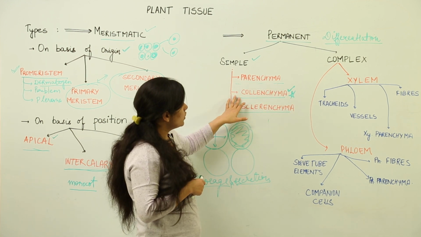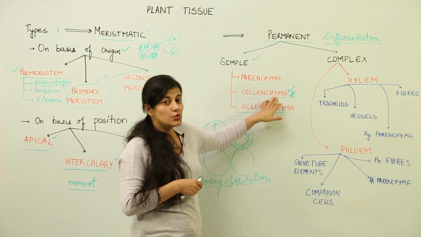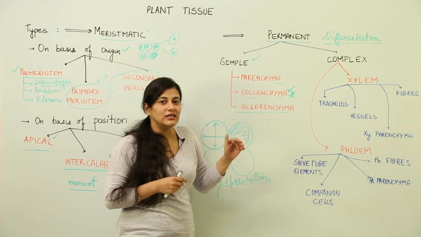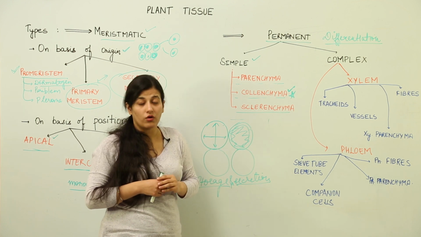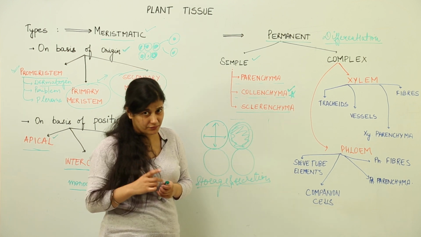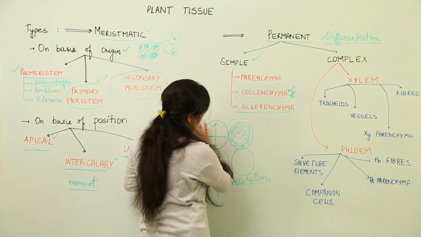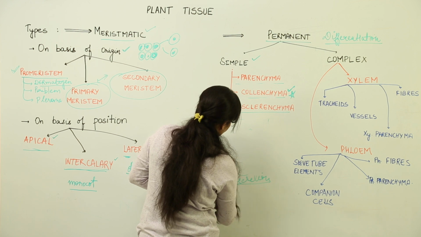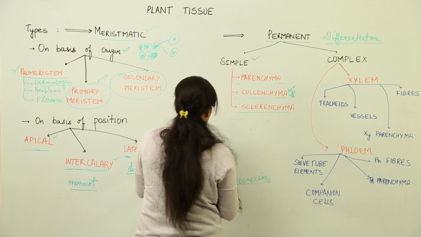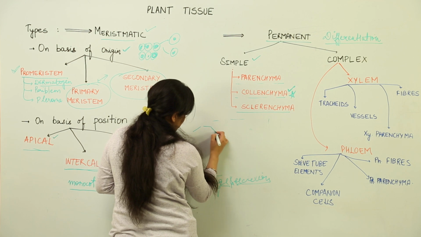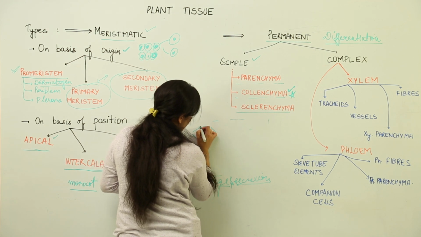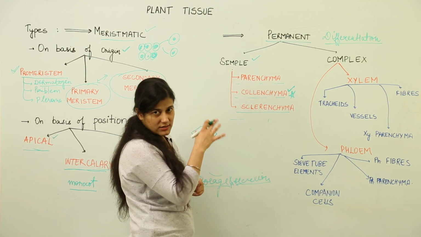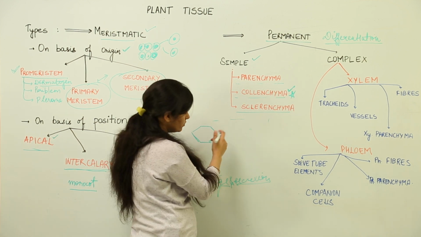Now we come to collenchyma. Collenchyma tissue will not be present in monocots, please remember it. It would be present in the hypodermal region of a dicot stem. These tissues, unlike parenchyma, are somewhat hexagonal in shape. And like parenchyma, they too have a cellulose cell wall around them.